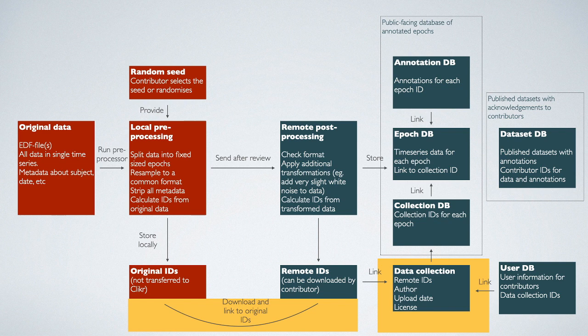Secondly, the data are split into standard size epochs and resampled to a fixed format. This breaks the connection of byte-to-byte comparisons between the original data and the stored data. As an additional measure, we can, for example, add a very slight amount of white noise to the data so that even comparisons between curve shapes become more difficult. However, we must take care not to do anything to the data that might affect the analysis results later. No one can unfortunately guarantee 100% data safety.